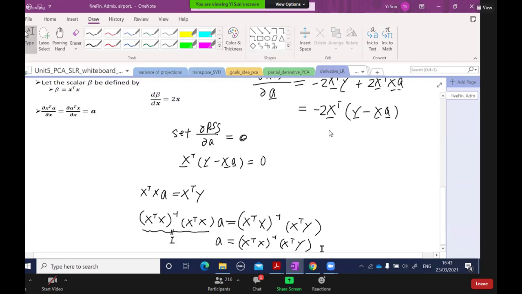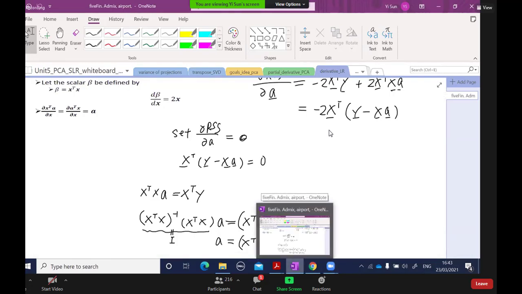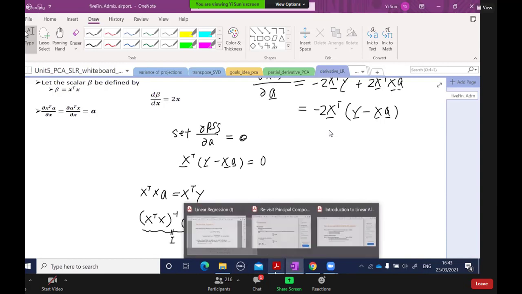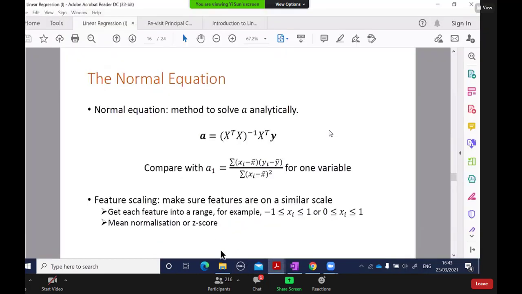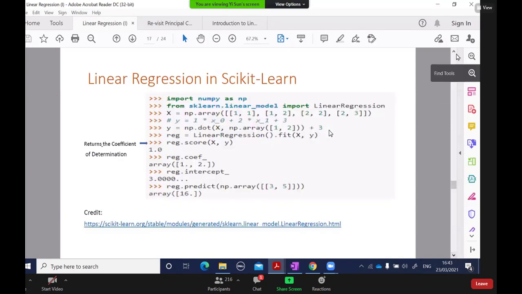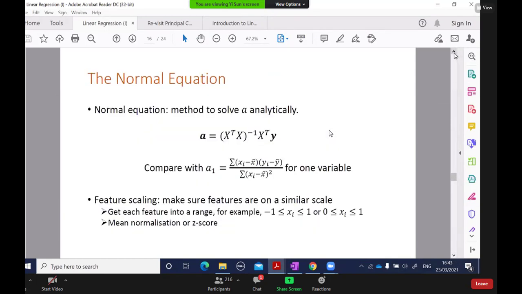So this is the famous normal equation. The normal equation is used to calculate coefficients for a linear regression model with multiple variables. I remember I saw this as a question in interviews for some companies. When they interview candidates, one of the questions I remember is, can you write down the normal equation for me? So this is the normal equation.